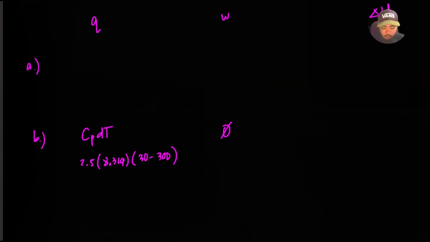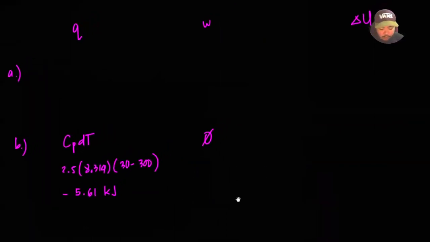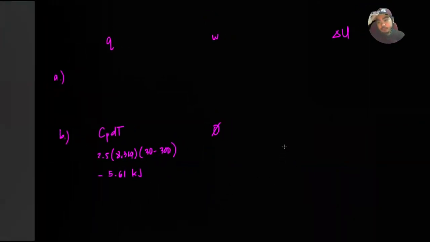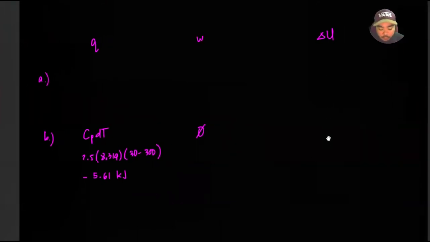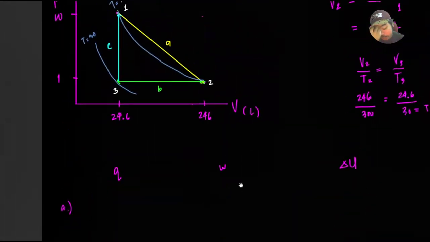Okay? So this becomes, let's compute, 2.5 multiplied by, mukhang mas madali pong kukunin ko yung physical calculator. Compute this. And you can do this with me, guys, no? Times 8.314 times 30 minus 300. It should give me negative 5.61 kilojoules. So, hopefully, you also got this 5.61 kilojoules. Okay? Now, the work done is again zero, and therefore, delta U is just equal to negative 5.61 kilojoules.